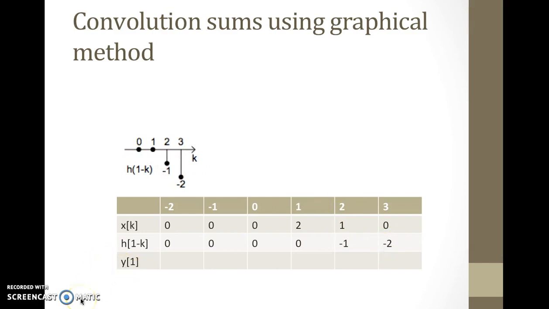Remember that to find y1, you multiply x of k and h1 minus k. So 0 times 0 is 0, 0 times 0 is 0, 0 times 0 is 0, 2 times 0 is 0, 1 times minus 1 is minus 1, and 0 times minus 2 is 0. So this is the complete table. Now y1, remember, is a summation of these numbers, so you have to add everything. So what is the answer? y1 equals minus 1. For n equals 1, y1 is minus 1.